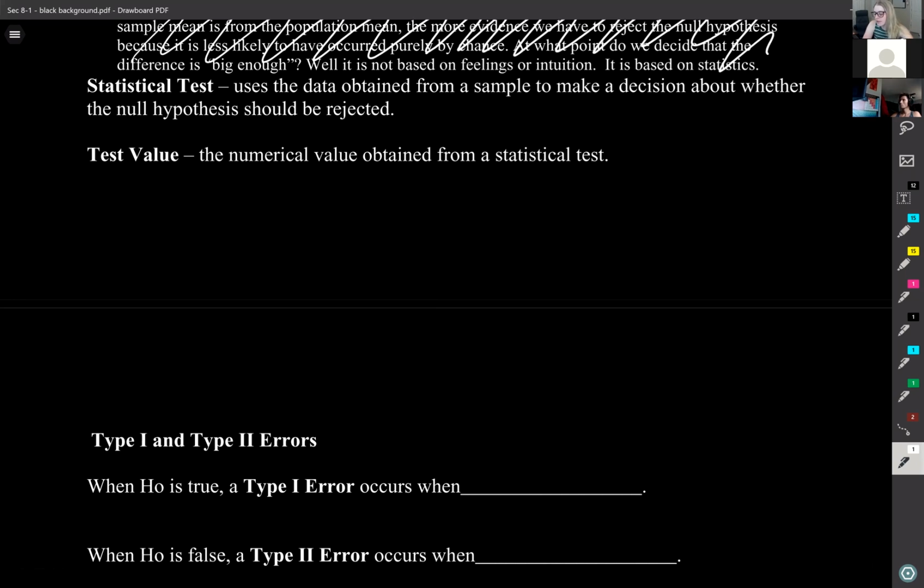A test value is a numerical value obtained from your statistical test. Like I said, this might not make a lot of sense until we actually use a type of statistical test. So you'll see what this looks like once I do an example.